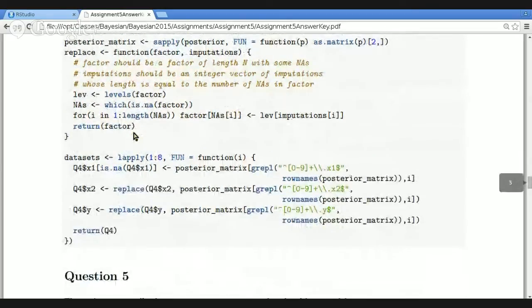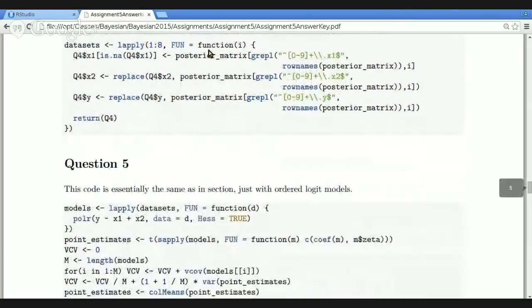In any event, making the imputed data sets is easier if you use the replace function that I put on CourseWorks, and that basically allows you to input the original variable that has missingness and the appropriate number of imputations, where the appropriate number of imputations is equal to the number of missing values that the factor originally has, which in this case is 25. And then we can do that 8 times to make 8 completed data sets. We have to just do that for each variable.